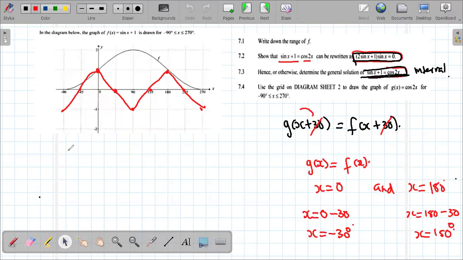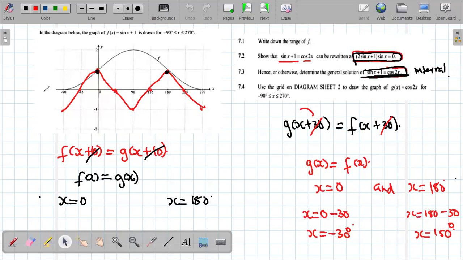When they say for which values of x is f of x plus 10 equal to g of x plus 10, what do you do first? Forget about this 10 and 10. They are looking where f of x equals g of x. Let's look at our graph. Where does f of x equal g of x? At x equals 0 and x equals 180. Plus means to the left, so minus 10 from both. x will be negative 10 and x will be 170. You are done.